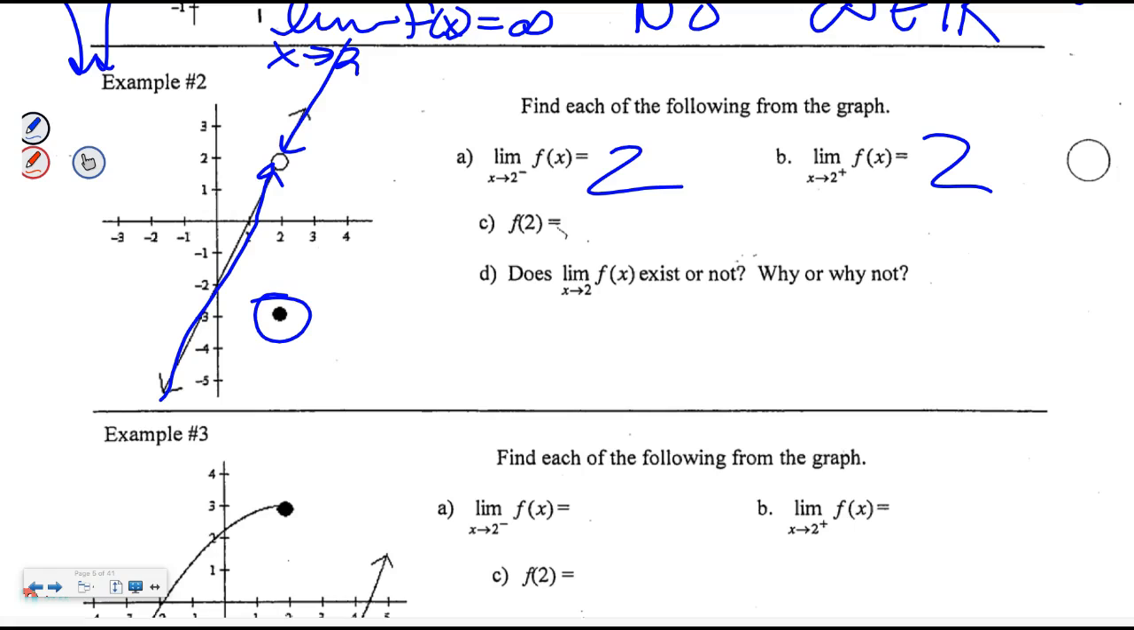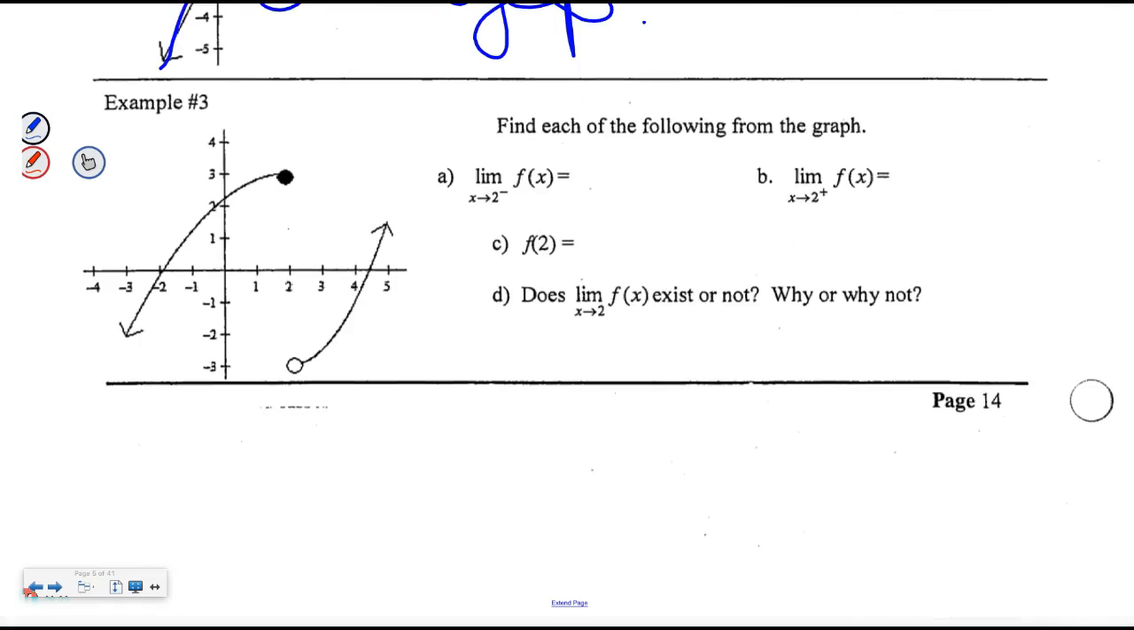So what is f of 2? f of 2 is the defined y value there. It exists. It's negative 3. Wouldn't you agree? f of 2 is negative 3. So does the limit exist? You bet it does. Where are we from both sides? What's the limit? 2. We came in from both sides and we arrived at 2. So let's go to the next one.